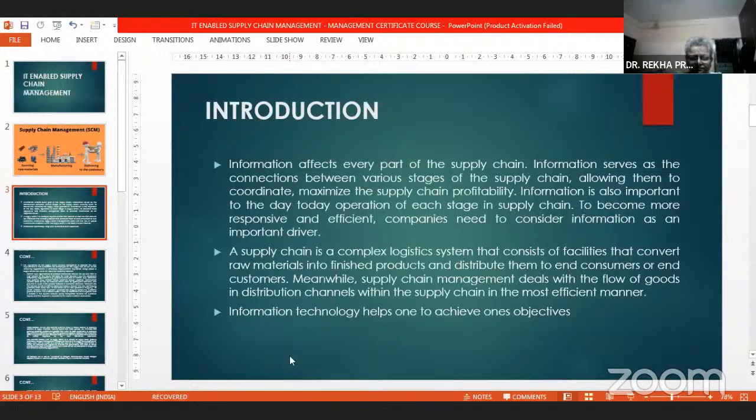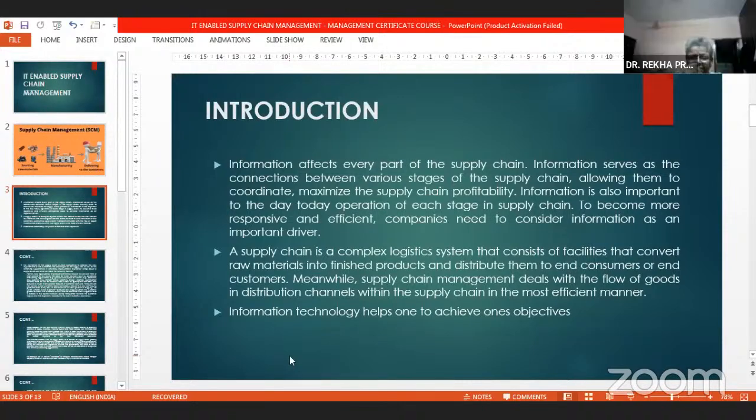Yes, read it. Introduction. Information affects every part of the supply chain. Information serves as the connections between various stages of the supply chain, allowing them to coordinate, maximize the supply chain profitability. Information is also important to the day to day operations of each stage in supply chain. To become more responsive and efficient, companies need to consider information as an important driver. A supply chain is a complex logistics system that consists of facilities that convert raw material into finished product and distribute them to end consumers.